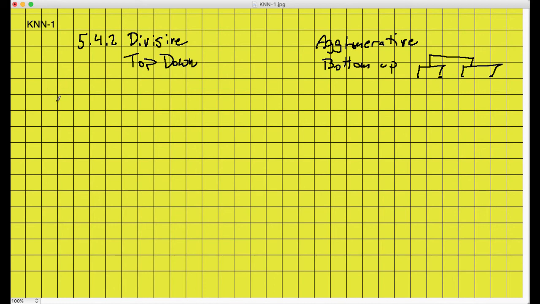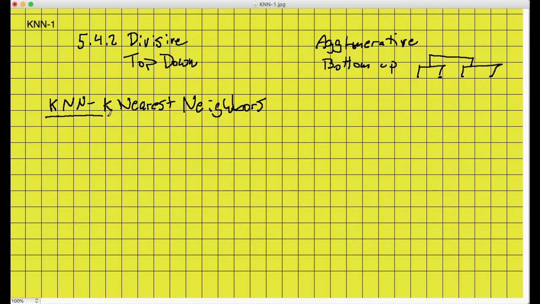Now, the thing that we are going to be looking at today, we're not going to look at all the algorithms that are mentioned in that chapter, although they're all very, very similar. We're looking at this thing called KNN, and KNN stands for K nearest neighbors. We will get to this in a second.